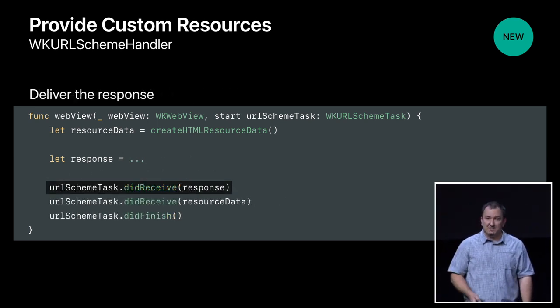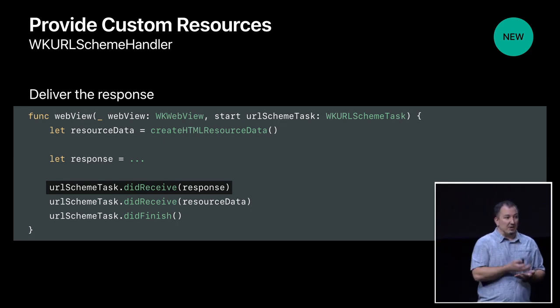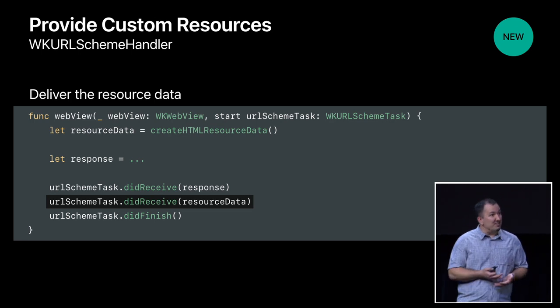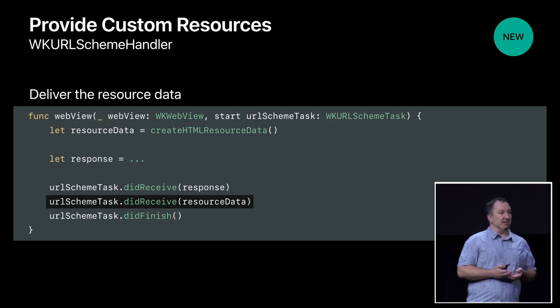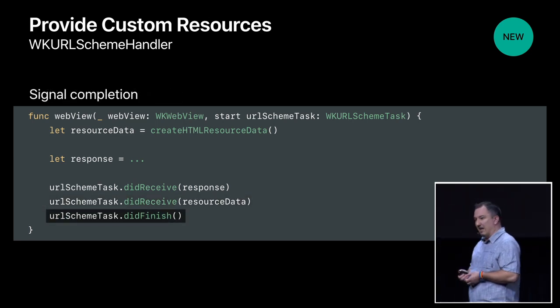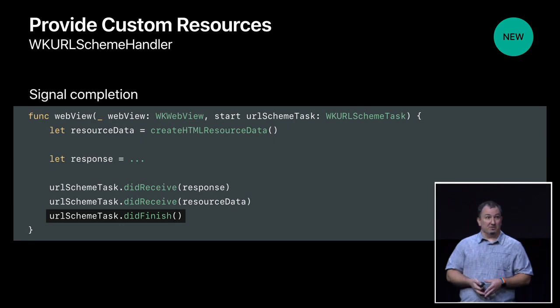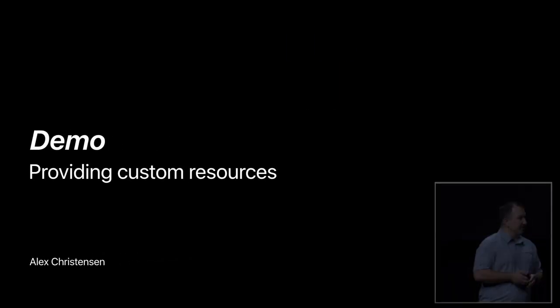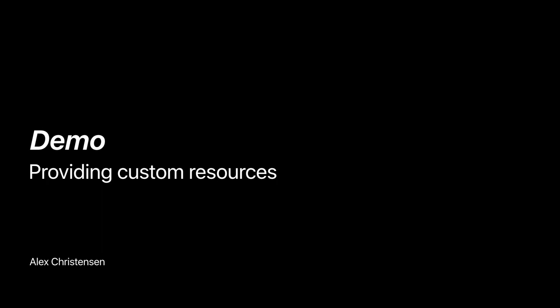Once you have the response, you tell the task that the response was received. In this case, we have all of the data for the response in memory already, so we can immediately pass the data back to WebKit for the task. And then we signal completion of the load to WebKit, so WebKit isn't waiting for more data to come in. Again, no better way to illustrate this other than to see it in action, so I'd like to invite Alex back onto stage.